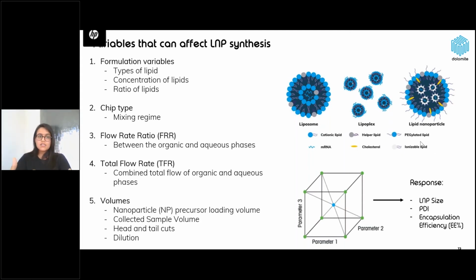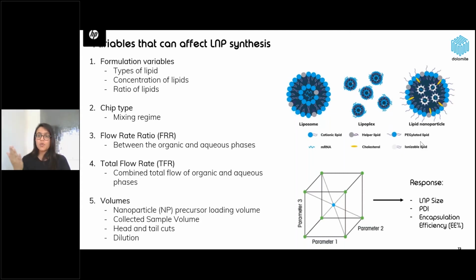And hence, once you've decided on the types of lipids you want to work with, the concentration you use them in and the ratio in which you use them has a very important impact on your final lipid nanoparticle size, PDI, and then encapsulation efficiency, which is very, very important. So from a user perspective, that's something that you would need to figure out and think about. Once you've decided that, you can choose the chip that you want to use.